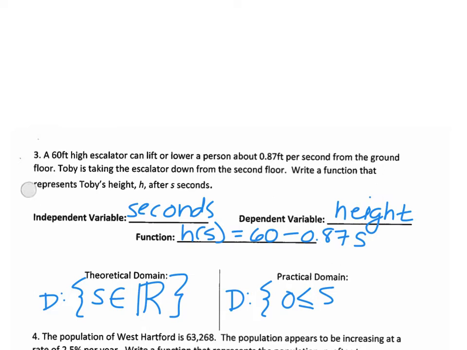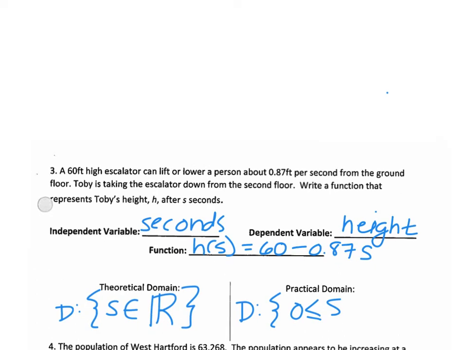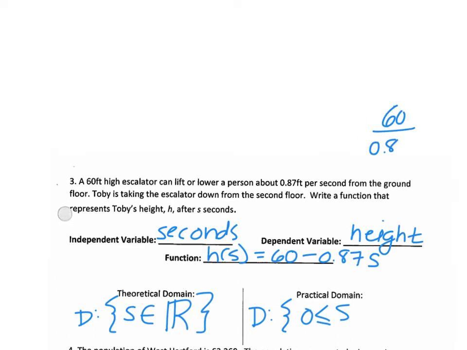So if I do 60 divided by 0.87, that's going to tell me how long it's going to take me to get onto the ground. I'm basically doing distance divided by speed. My distance divided by my speed is going to give me the time on the escalator. And that gives me roughly 69. So the longest I can be on this escalator for is 69 seconds. After 69 seconds, I'm on the ground, so it won't make sense to have this function exist any longer.